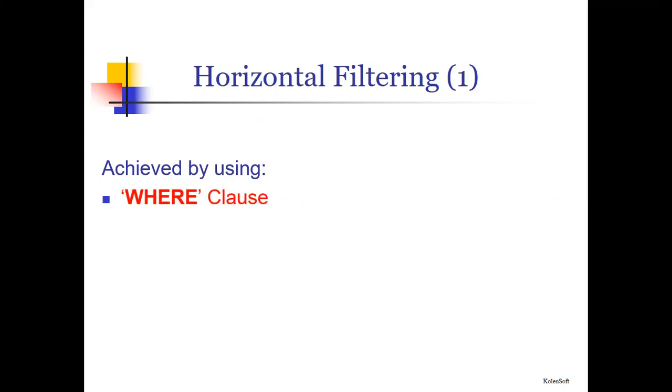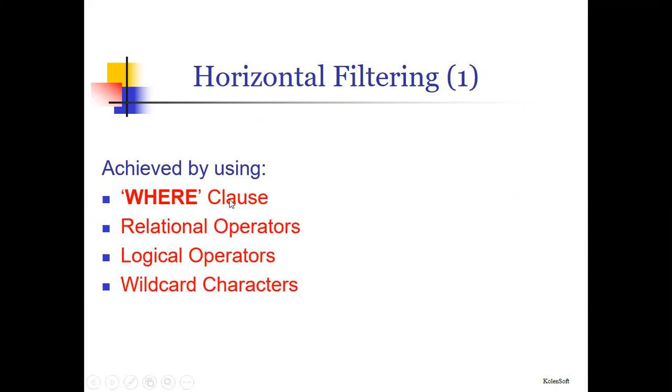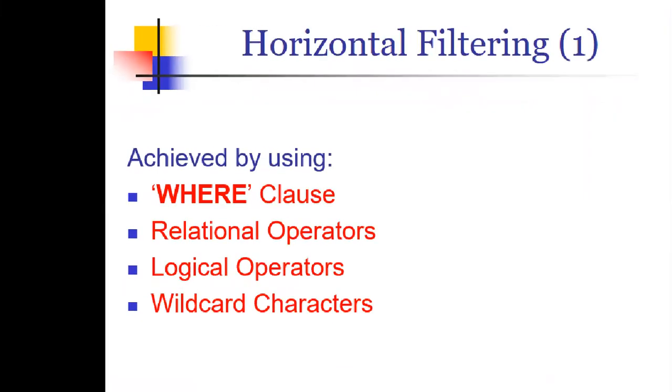Horizontally, in the sense that you have many rows, and out of those many rows you want to get only some selected rows. So now you want to do a horizontal filter. We have different operators that we can use, and mainly this horizontal filter is done using the where clause. That means we say select the column names from the table name.